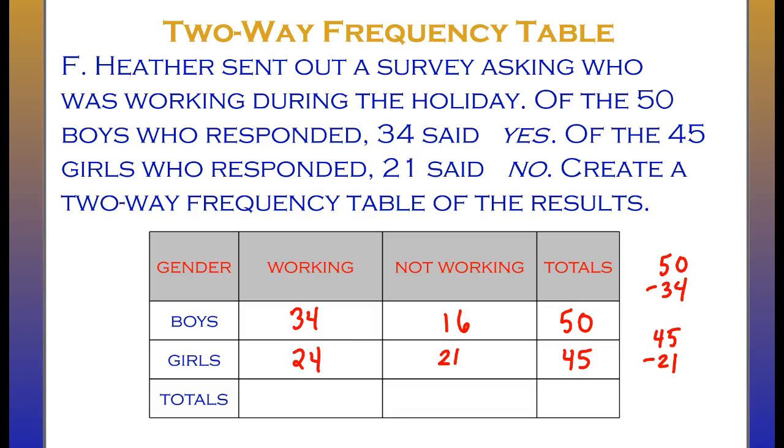So the other results would be total number working would be 58. Total number not working would be 37. And if I add these two values together, that should be the same as adding these two values together. So 37 plus 58 gives me a total of 95. And when I add these two up, I get 95 as well.